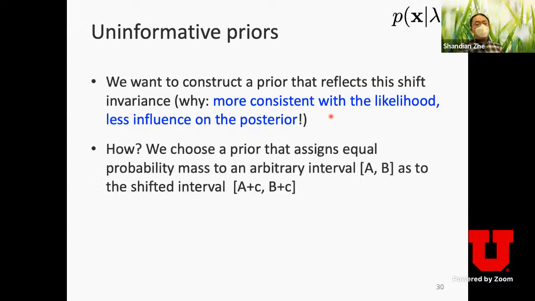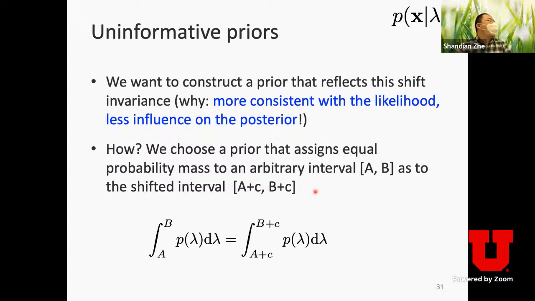So the problem becomes, how can we choose a prior that also obeys the shift invariance? We can consider a general case where, for arbitrary interval a and b, if it wants to obey the shift invariance, then when we shift the interval by c, which goes to a plus c and b plus c, they should have the same probability.